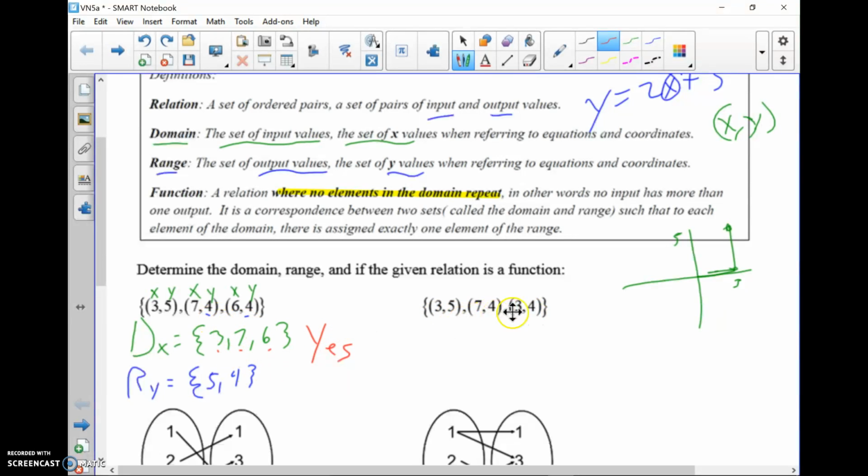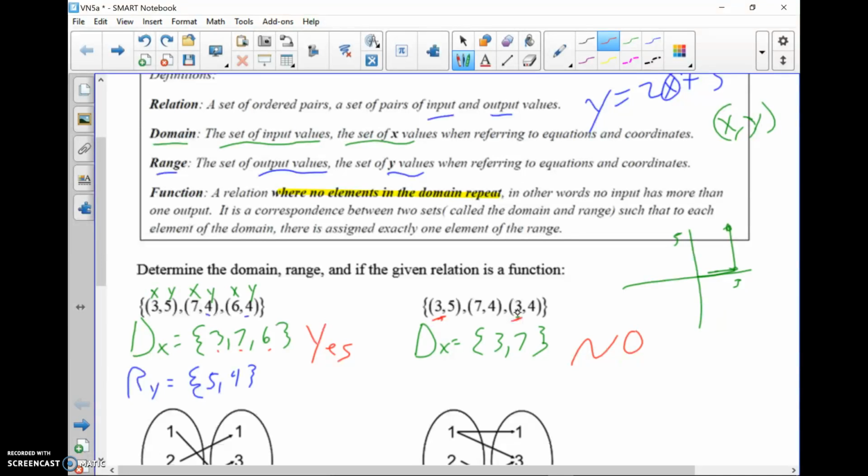What you see in the second example over here, first I'll list my domain. My domain in this case would be 3, 7, and then notice that 3 appears again, a second time. The fact that 3 is appearing a second time, the answer here is going to be no. This is not a function because 3 is a repeated element. The things in these sets are called elements, so it's a repeated thing in the domain.